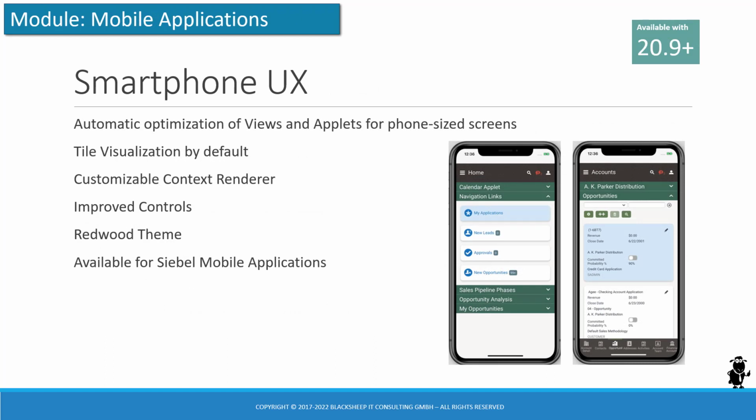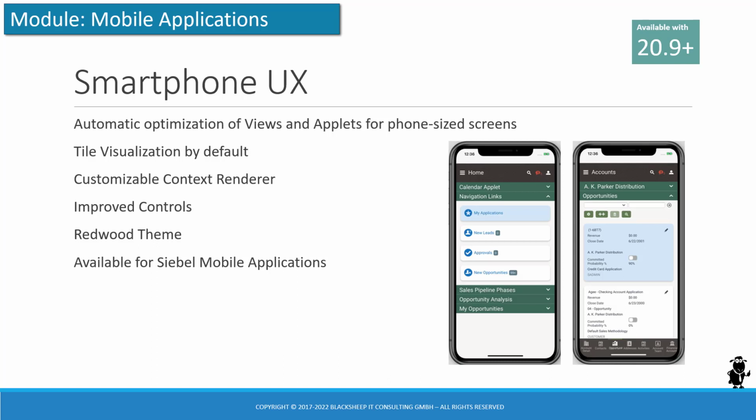Another area of constant change and enhancements is mobility. So in 2020, actually with the 20.9 release, Oracle has published the smartphone UX, and that is one of the topics we discuss in the mobile applications chapter.